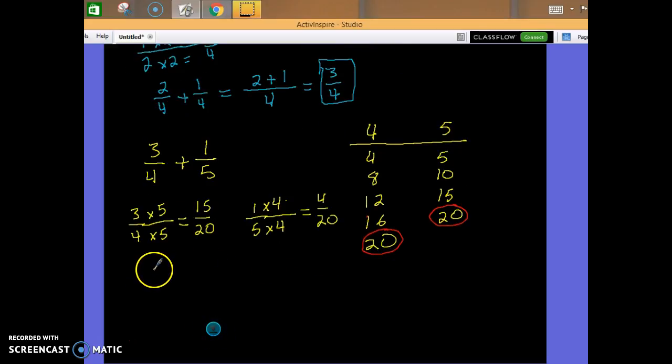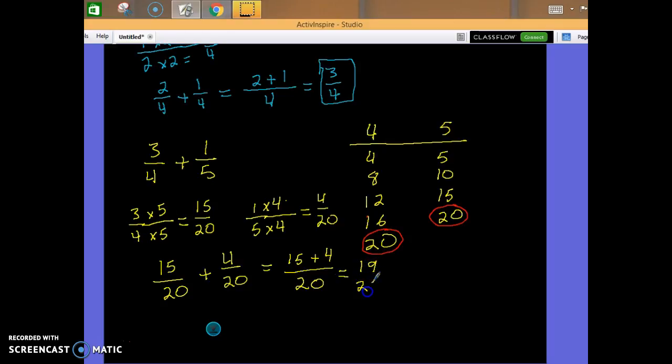Now that I've rewritten them, we're going to solve just like we would if they were like fractions. 15/20 plus 4/20. We're going to add the numerators, so 15 plus 4. And 15 plus 4 is 19. So our answer is going to be 19/20. That's our final answer. It can't be simplified.